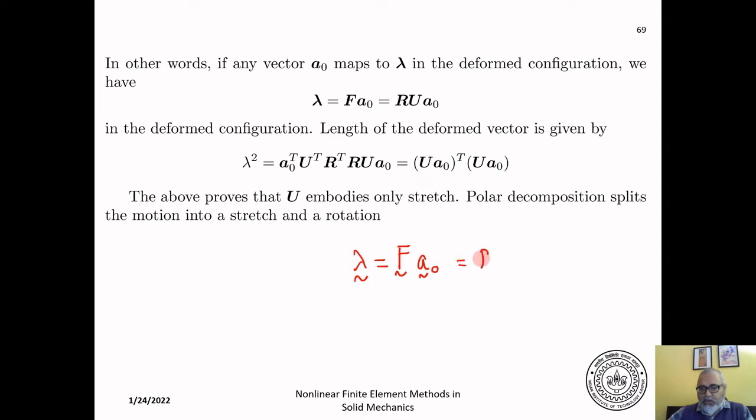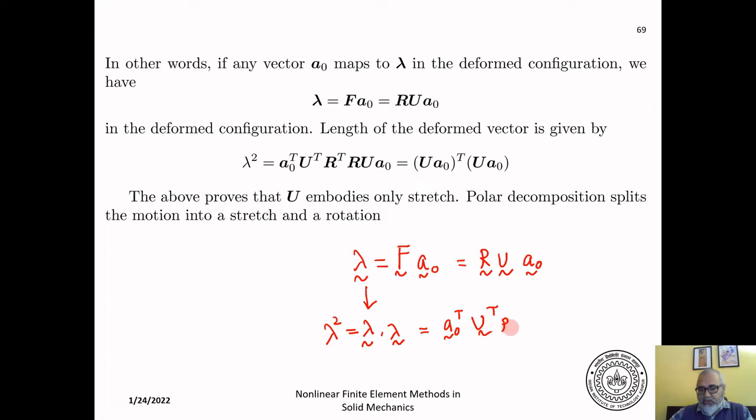Now F we have split as RU. So this RU times A naught gives you the deformed vector, and the length of this deformed vector is obviously lambda dot lambda. The squared length of this is lambda dot lambda. Let's call it lambda squared, and that would become A0 transpose. So lambda transpose lambda is what we are trying to write.